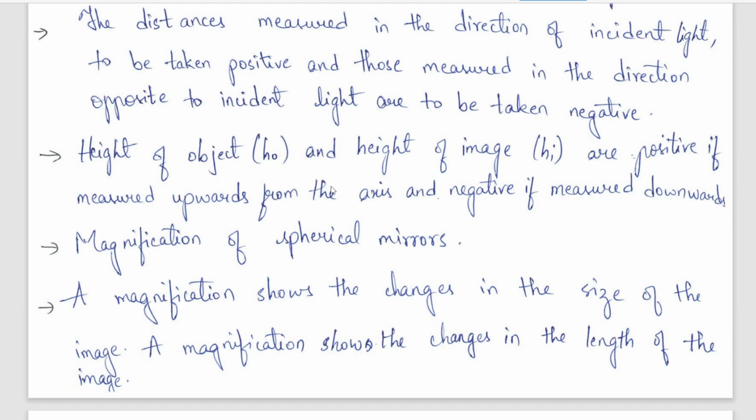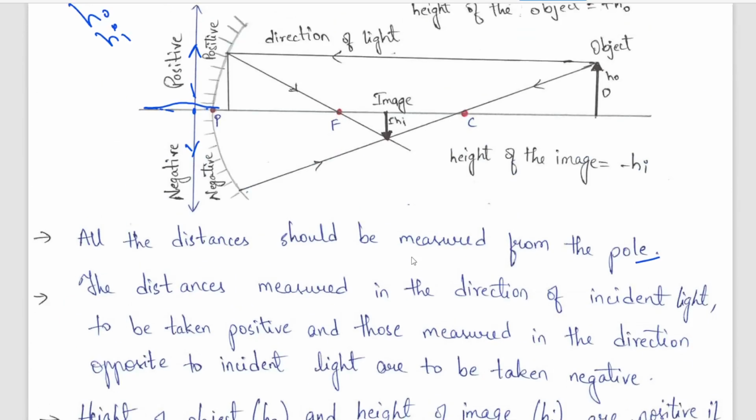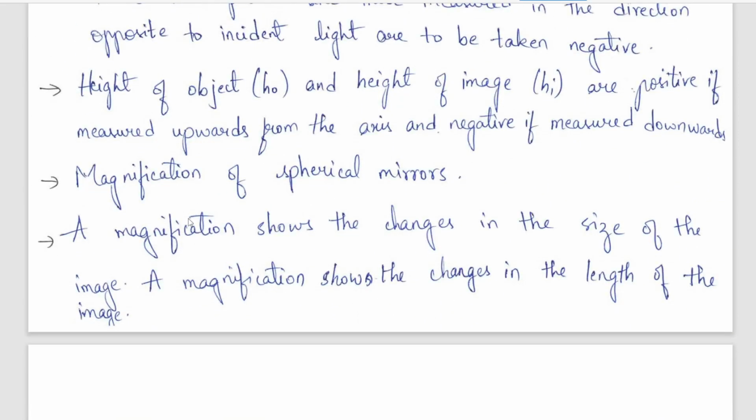Next, magnification of spherical mirrors. Magnification shows the change in the size of the image. It shows the change in the length of the image, right? If an image is magnified, then its size as well as its length will be increased.